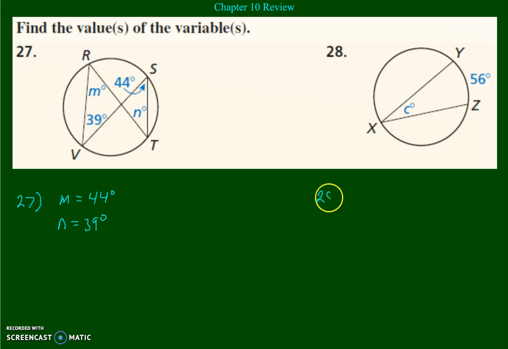For 28, we have an inscribed angle intercepting an arc of 56 degrees. Since the measure of an inscribed angle is 1/2 its intercepted arc, then C has to equal 28 degrees. All right, two fairly straightforward problems there. Let's go ahead and move on to problem 29.